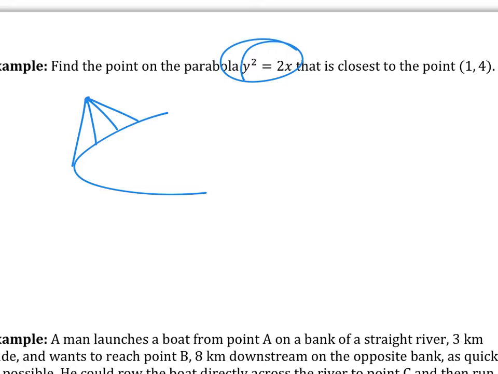Yes, distance formula. We want to figure out the distance. Take the derivative, that's right, to find the minimum distance. Good. All right.